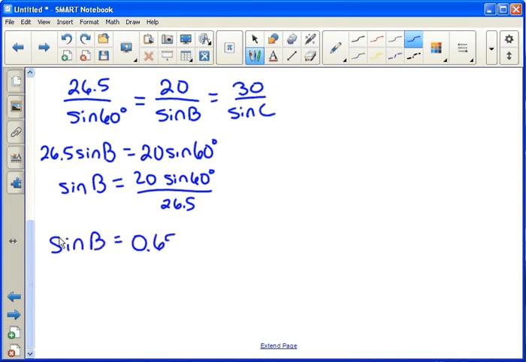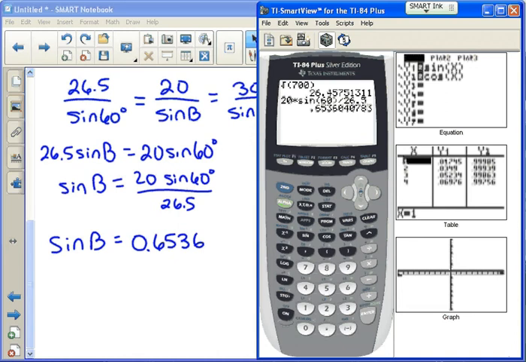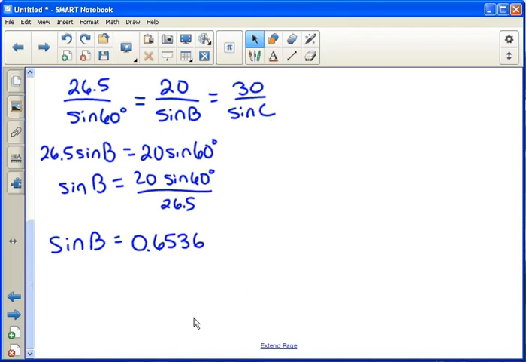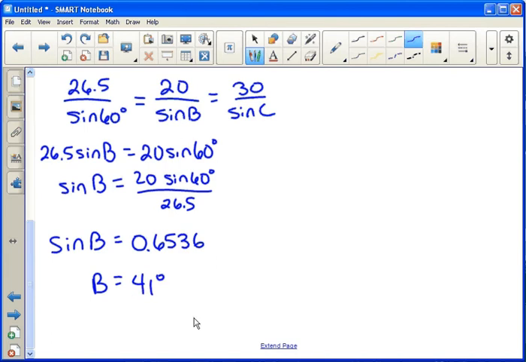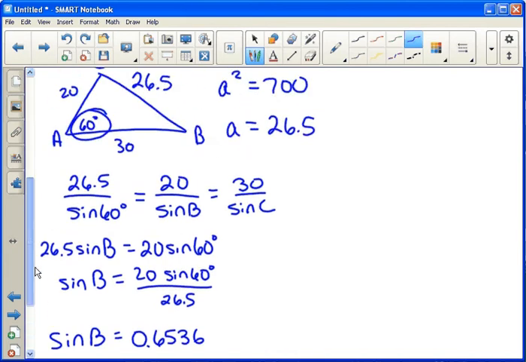So to solve for angle B, we have to use the arc sine, or sine to the -1. So I do second sine, and I'd encourage you to just do second answer so it'll plug in the exact thing instead of rounding. So we get 40, we round to the nearest degree, so 41 degrees. So angle B is 41 degrees. Alright, so let's go back up to our triangle and mark that. Angle B is 41 degrees.